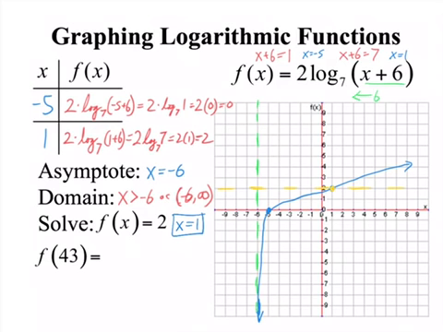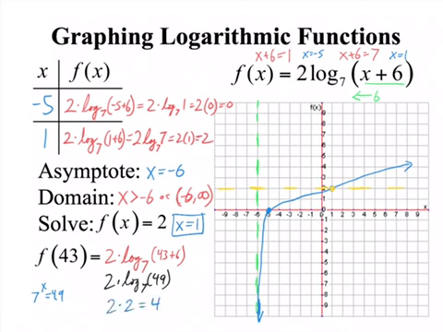Last question, what is f of 43? Well, f of 43 is just saying 2 times log base 7 of 43 plus 6. Now if we do that real quick, that gets us 2 times log base 7 of 49. And if you think about that, that's saying 7 to the what power equals 49. Isn't that 2? So that's really 2 times 2, which is 4. So f of 43 is 4.